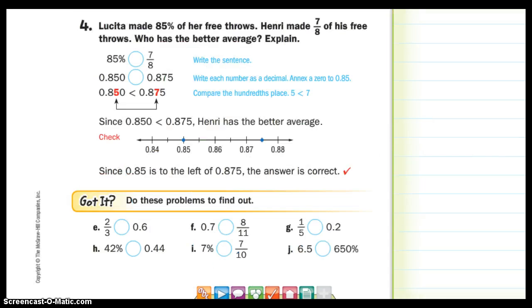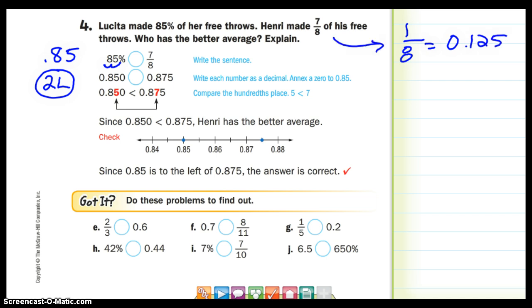Okay, now I'm comparing 85% to 7/8. First thing I'm going to do is two bunny hops to the left, which gets me 0.85. And remember, 1/8 is the same as saying 0.125. I have 7 of these, so I multiply it by 7. 5 times 7 is 35, carry my 3, 14, 15, 16, 17, carry my 1 and an 8.